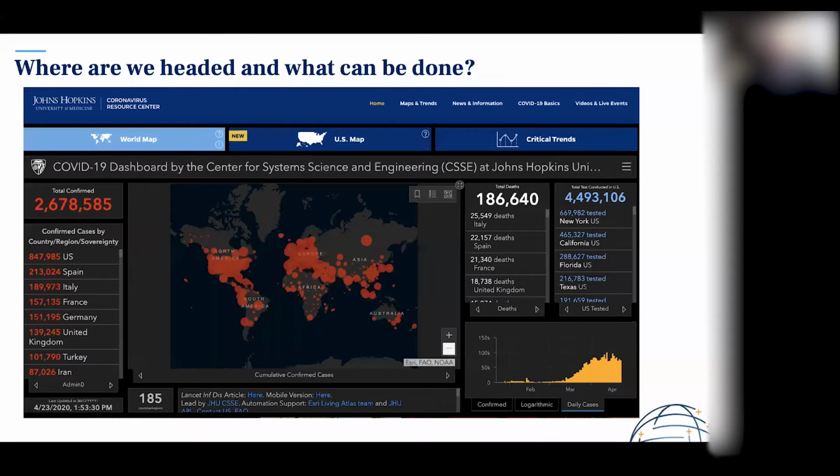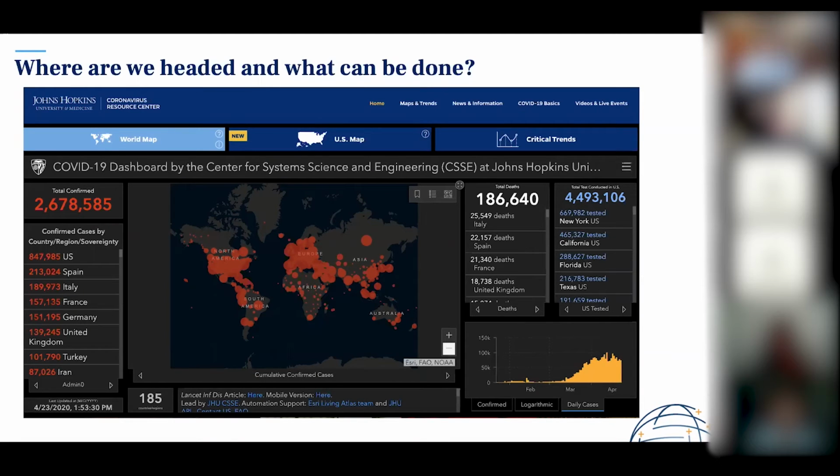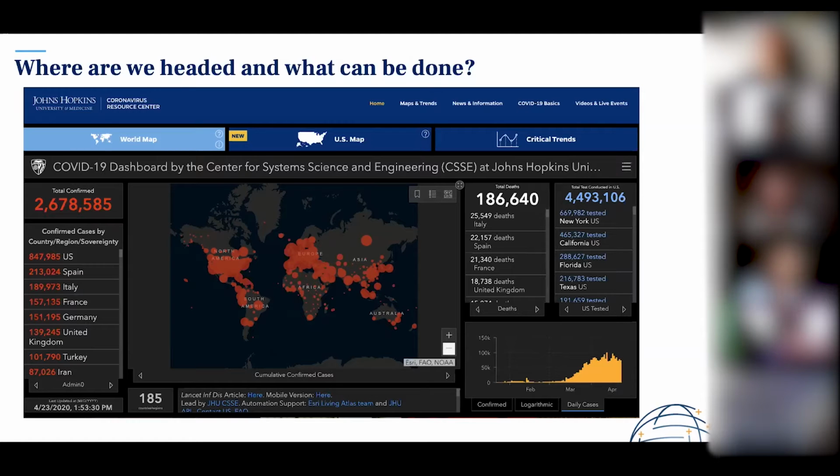So where are we headed and what can we do about it? Many of you have probably seen the Hopkins website that's tracking this sort of thing. And there are others out there. I just took a snapshot this afternoon. So we're up to over 2.6 million confirmed cases. This is people who have a positive test. And these are data reported in from all over the world. But remember, not everybody who has this disease is getting tested. So we know this is an underestimation.